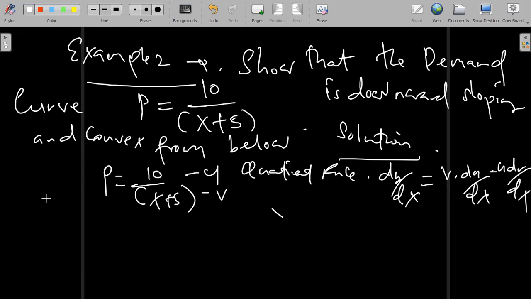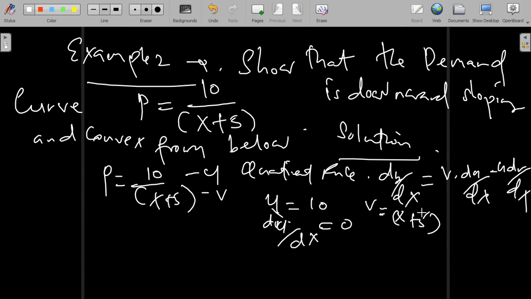Now from this kind of function, we have u which is equal to 10, so when we apply the derivative, du over dx here is equal to 0. And we have v which is equal to x plus 5, x plus 5.